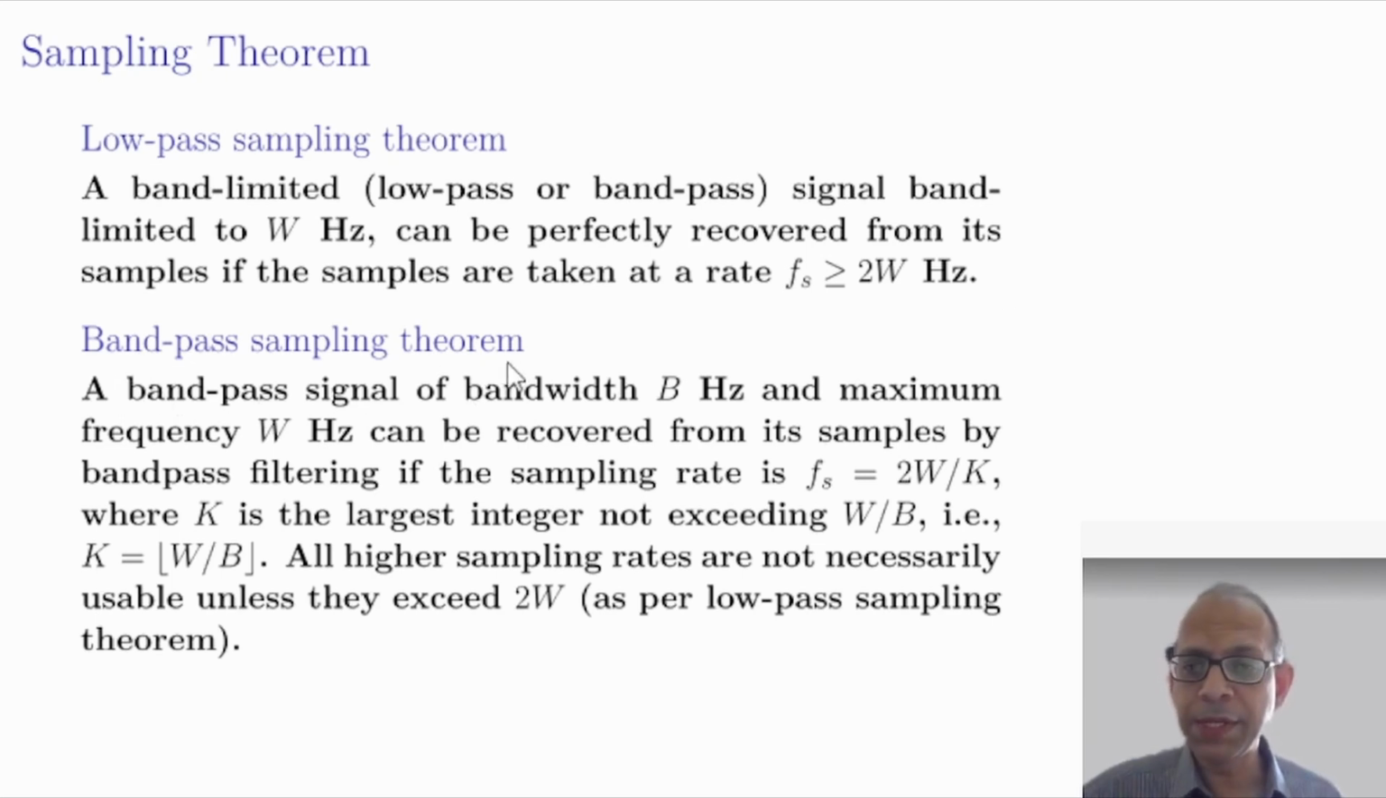As per bandpass sampling theorem, a bandpass signal of bandwidth B hertz and maximum frequency W hertz can be recovered from its samples by bandpass filtering if the sampling rate is 2W by K, where K is the largest integer not exceeding W by B. That is, K is the floor function of W by B. All such sampling rates are not necessarily usable unless they exceed 2W as per low-pass sampling theorem.